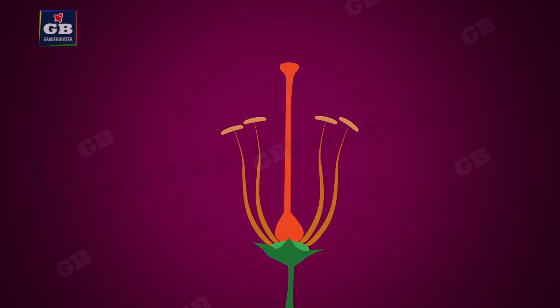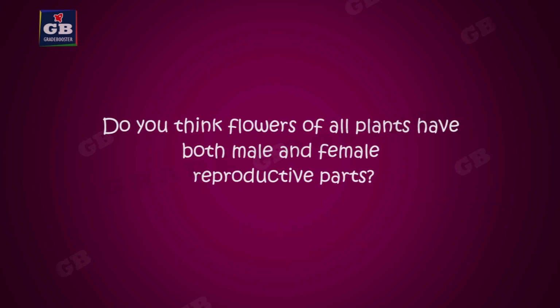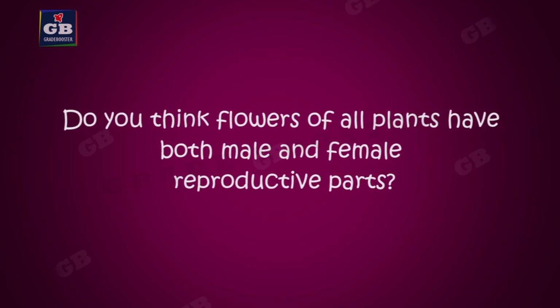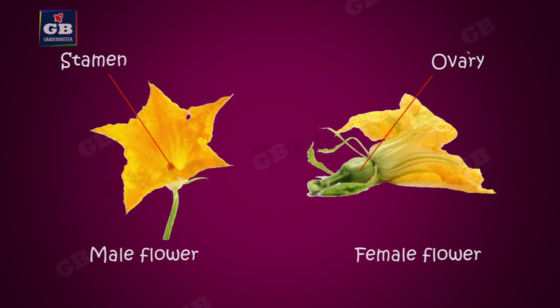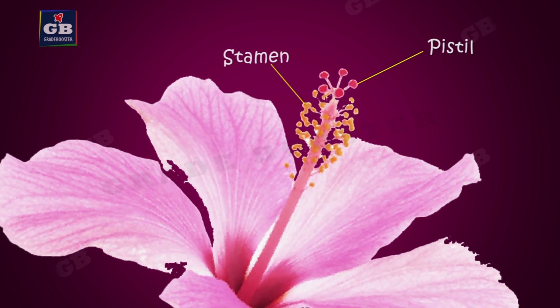These are the male reproductive parts. It is called stamen. It has two parts: anther and filament. Do you think flowers of all plants have both the male and female parts? No. In plants like watermelon and papaya, the flowers are unisexual. That means male and female flowers are separate. Whereas in plants like hibiscus and mustard, the flowers are bisexual. That means a flower with both male and female parts.